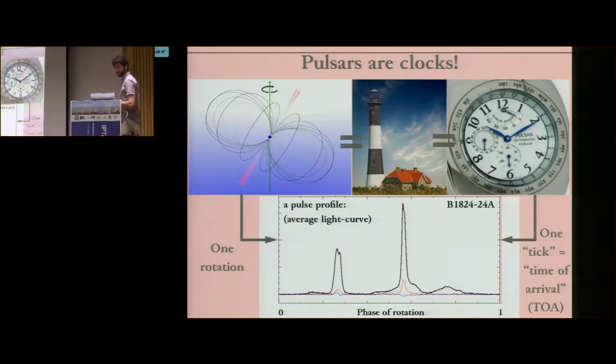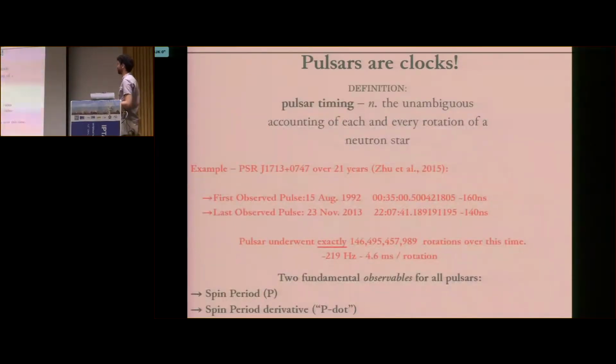Let that sink in just for a second. Now let me give you a very practical take-home, write-it-down kind of definition of pulsar timing, which I think I attribute to my graduate advisor who got it right, so I'm not positive. But pulsars are clocks, and here's your definition for pulsar timing. It is the unambiguous accounting of each and every rotation of a neutron star. Okay, there's nothing like this anywhere in astrophysics, as far as I know. I mean, it's bizarre if you think about it.